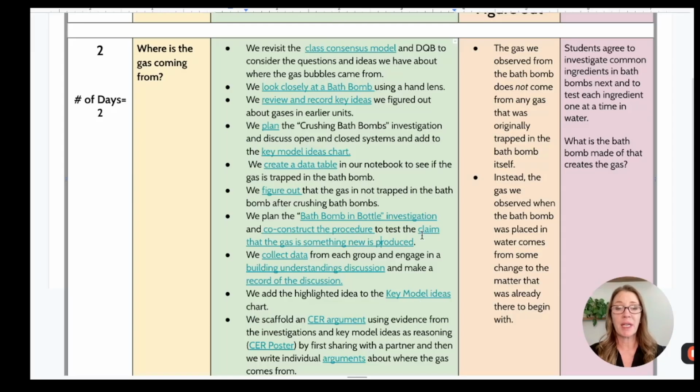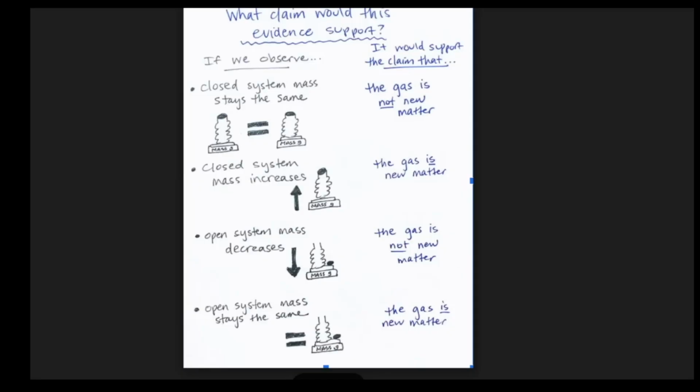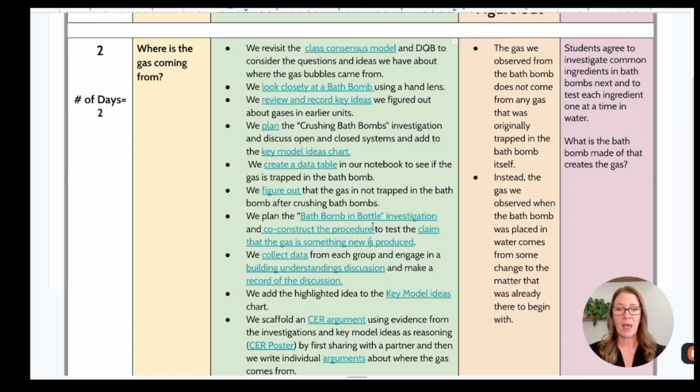So now we're going to test the claim that gas is something new produced. Now this poster, I would create everything except for this column right here. This is before we do it, so we're making a prediction. If we observe this, what would it tell us about our claim? It would support that the gas is not new matter. If you have this pre-set up, you're just going to go through this with the class. And then we're going to collect some data and collect evidence to test our claim.